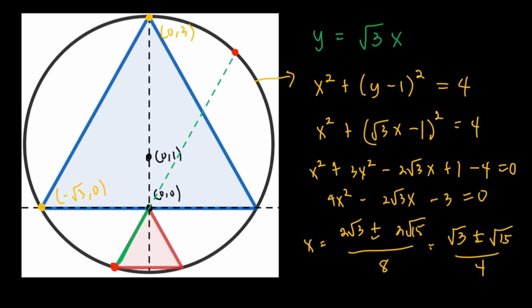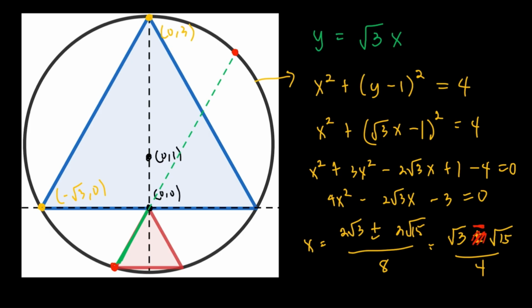And we don't want to take the positive sign, because if I take the positive sign, x would be positive. So we have to take the negative sign over here. So the value of x that we want is going to be, sorry, square root of 3 minus the square root of 15, divided by 4.